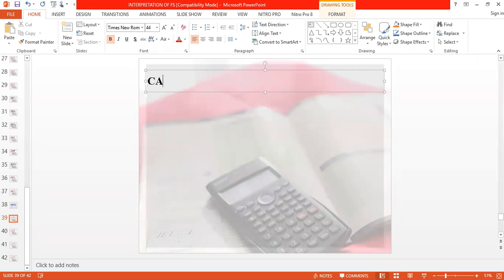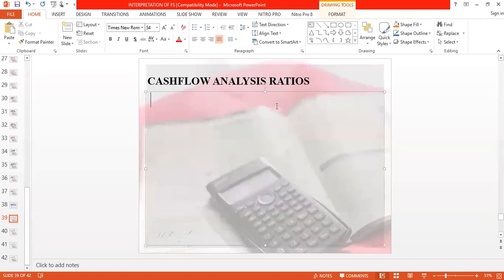I'll call the subtopic cash flow analysis ratios. You can take note. It will just be around 4 slides and we go back. So cash flow analysis ratios, that will be our subtopic.